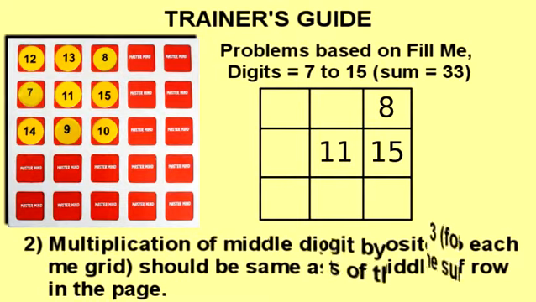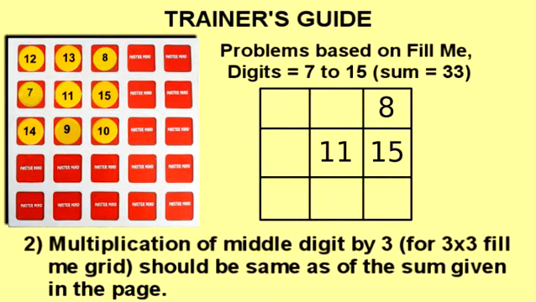Then we can move on to the second condition. Here, multiplication of the middle digit by 3 should be the same as the sum given in the page. You can see in the page the sum is 33. Our middlemost digit is 11, and if I multiply 11 by 3, it will be 33. That is the same as the sum. That means still here the student has completed the grid correctly.